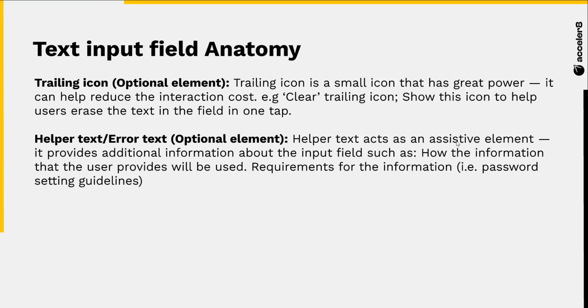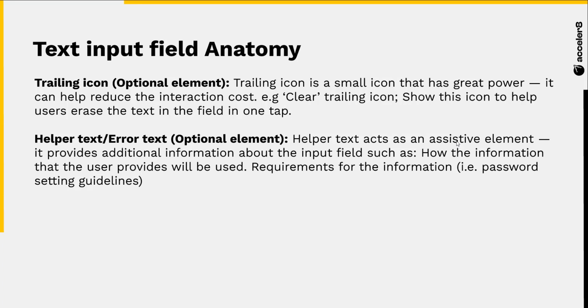The next thing is the trailing icon. The trailing icon is a small icon that has great power. It can help reduce the interaction cost, e.g. a clear trailing icon. Show this icon to help users erase text in the field in one tap. And the last thing we have there is the helper text or error text, which are also optional.